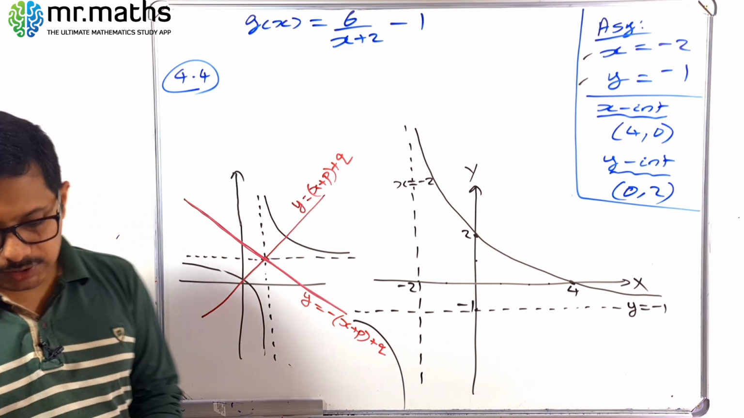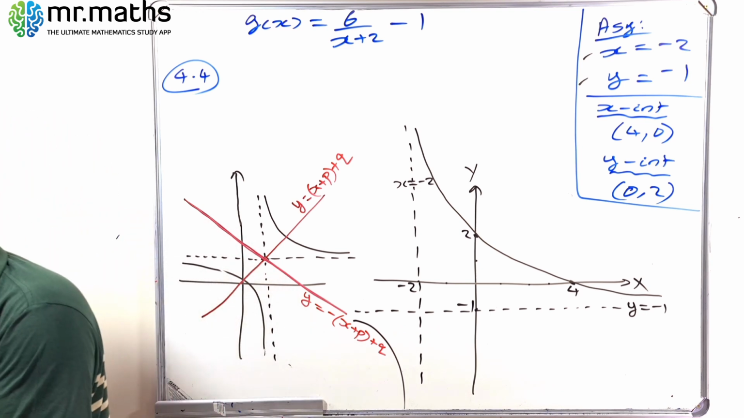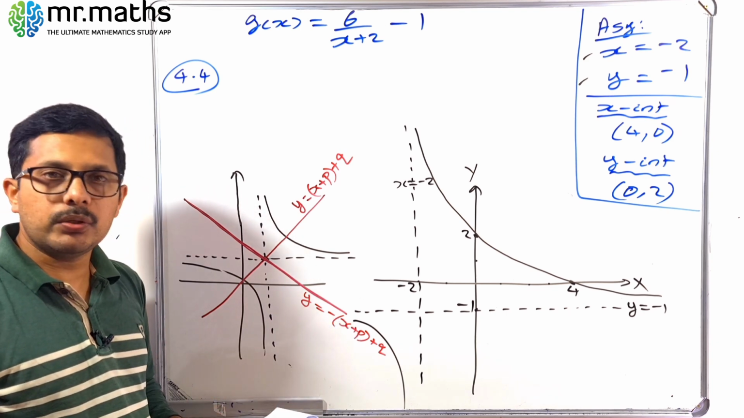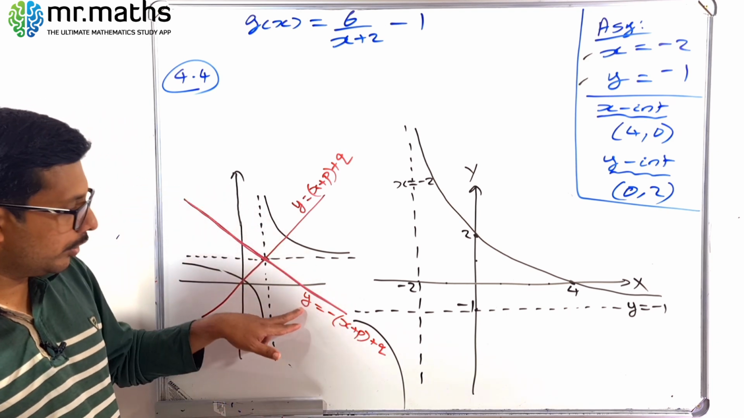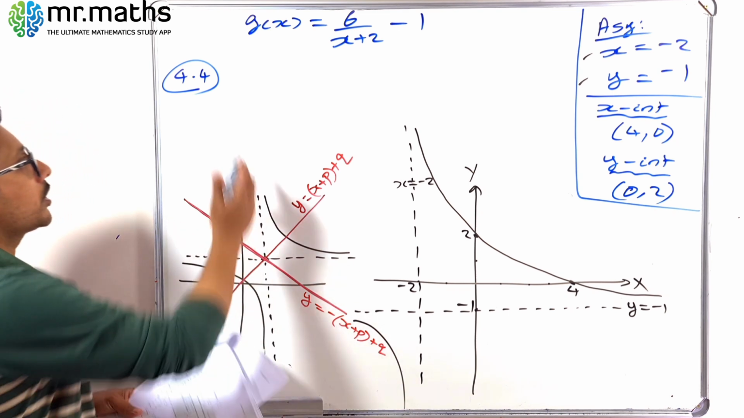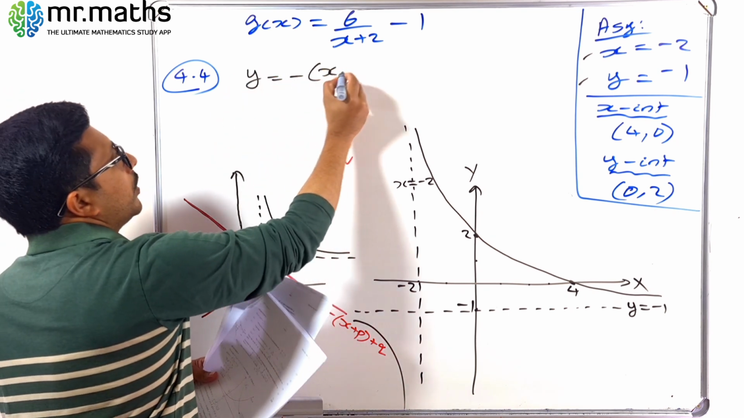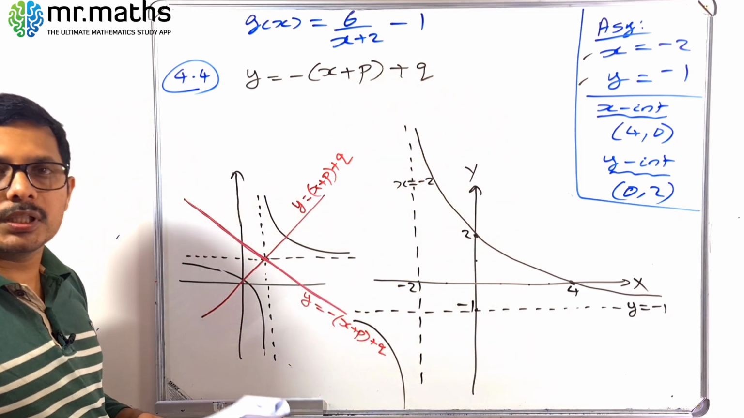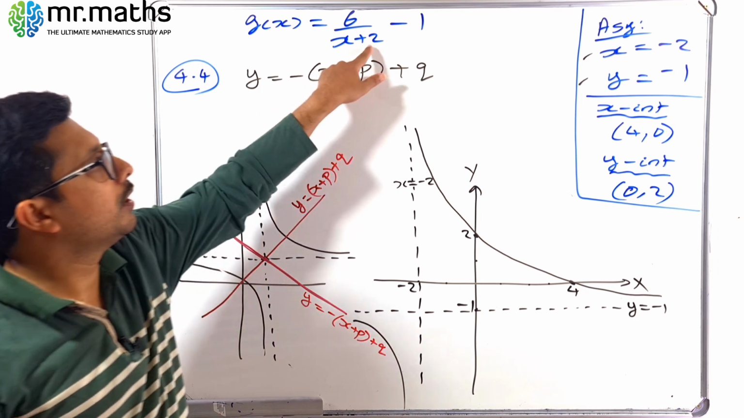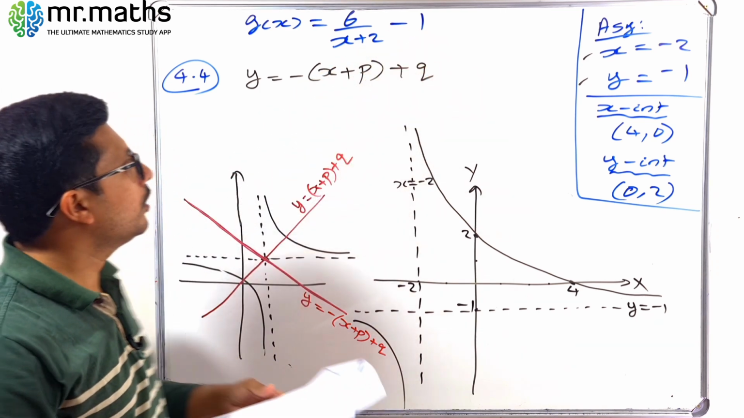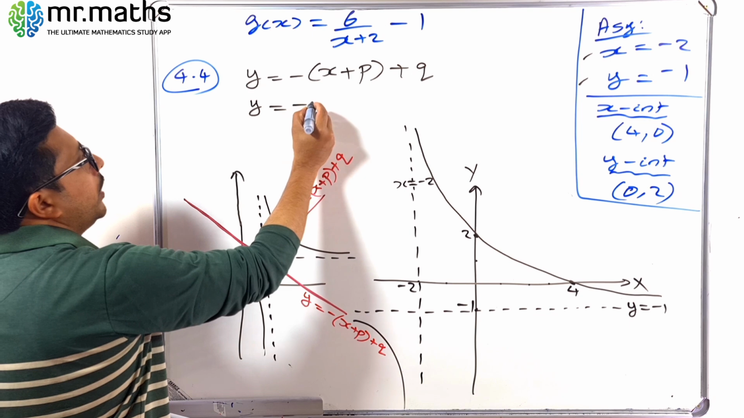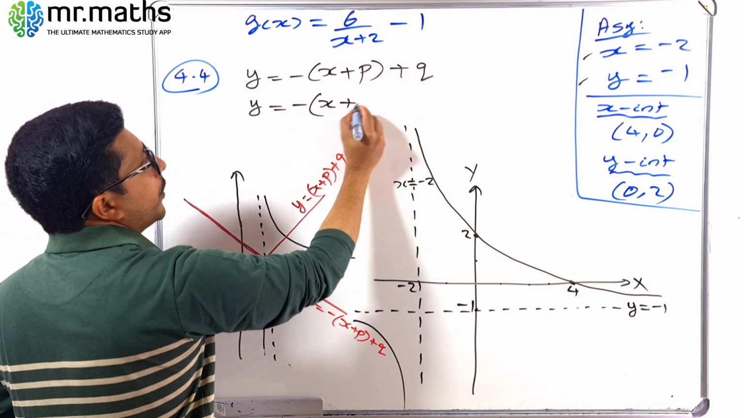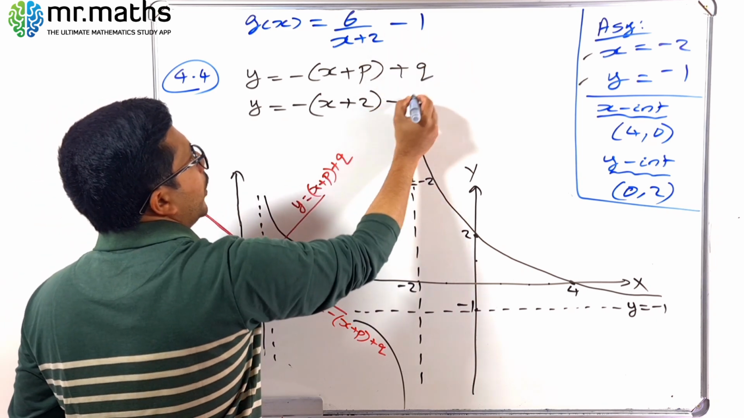Now look at our question. Determine the equation of the line of symmetry that has a negative gradient. We already know the general equation: y equals minus of x plus p plus q. If you remember this formula, it's easy. You know what p and q are. This is p and this one is q. So y equals minus of x, what is p? This one, so it is plus 2. What is q? Minus 1.